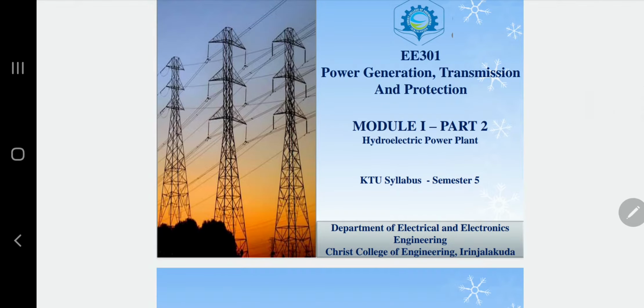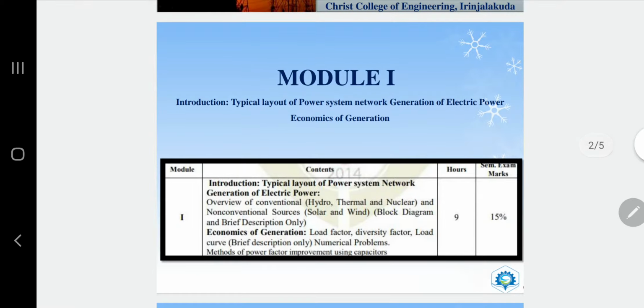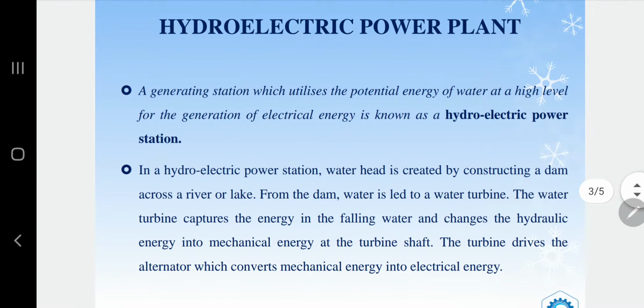Hi friends, so today we are moving into part 2 of module 1, Power Generation, Transmission and Protection, which is a 5th semester Electrical and Electronics Engineering subject under the KTU syllabus. Today we are going to cover what is meant by a hydroelectric power plant, and we will go through the schematic diagram and the advantages and disadvantages. So let us move on to what is meant by a hydroelectric power plant.